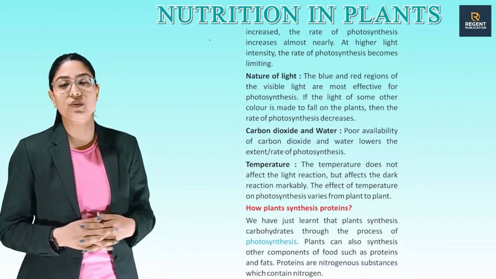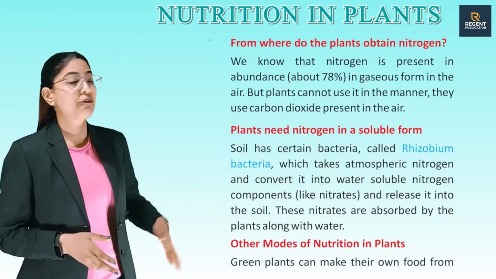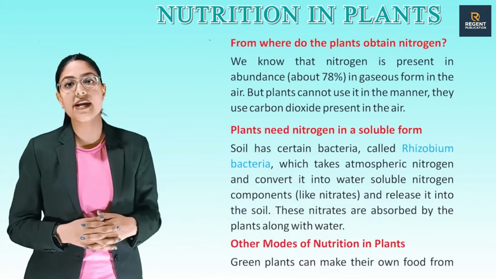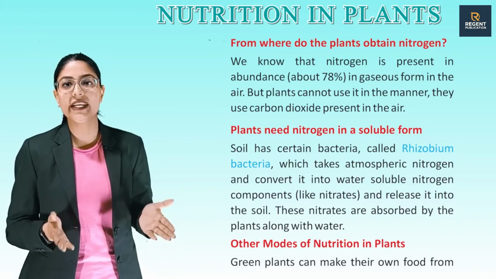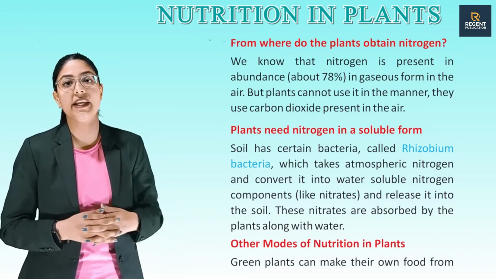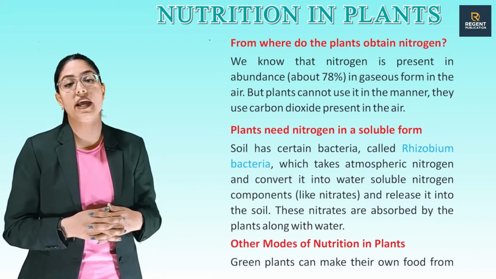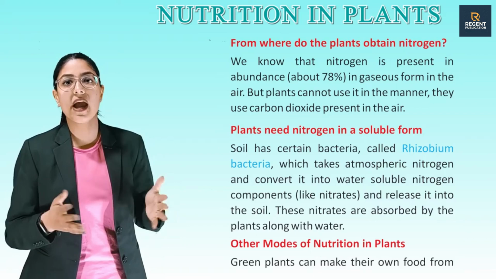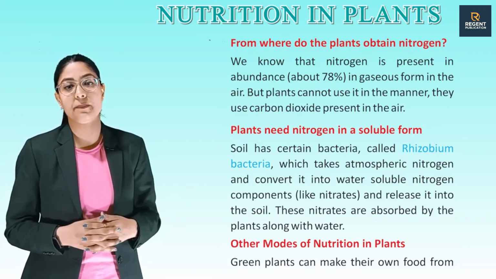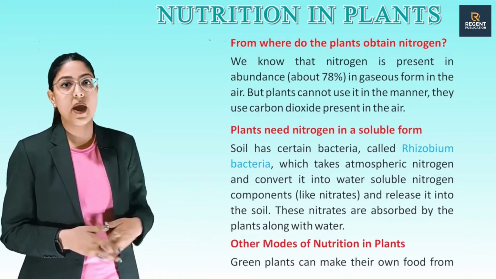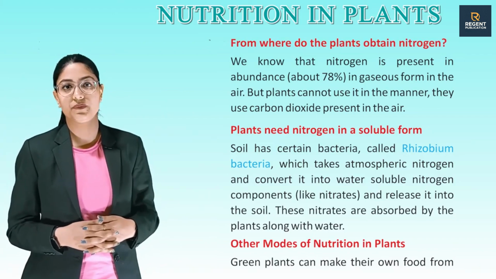Proteins are nitrogenous substances which contain nitrogen. From where do the plants obtain nitrogen? We know that nitrogen is present in abundance, about 78%, in gaseous form in the air. But plants cannot use it in the manner they use carbon dioxide present in the air. Plants need nitrogen in a soluble form.